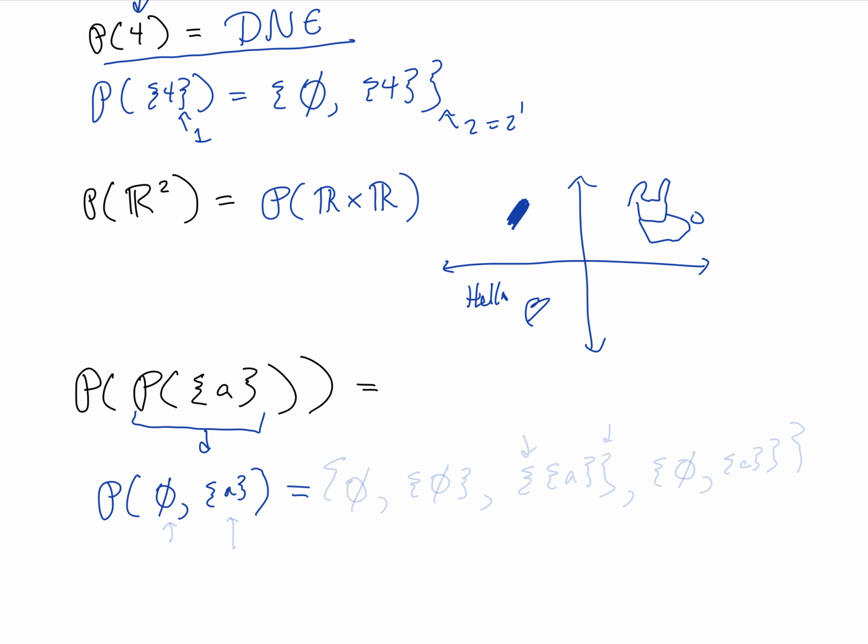So the power set of that has the empty set. The empty set itself is also an element, so it also has the set containing the empty set. It has the set containing the set A. So since the set A is an element, notice we need 2 sets of braces here. And lastly, we have the entire set, the set containing the empty set, as well as the set A. So this would be the power set of A.